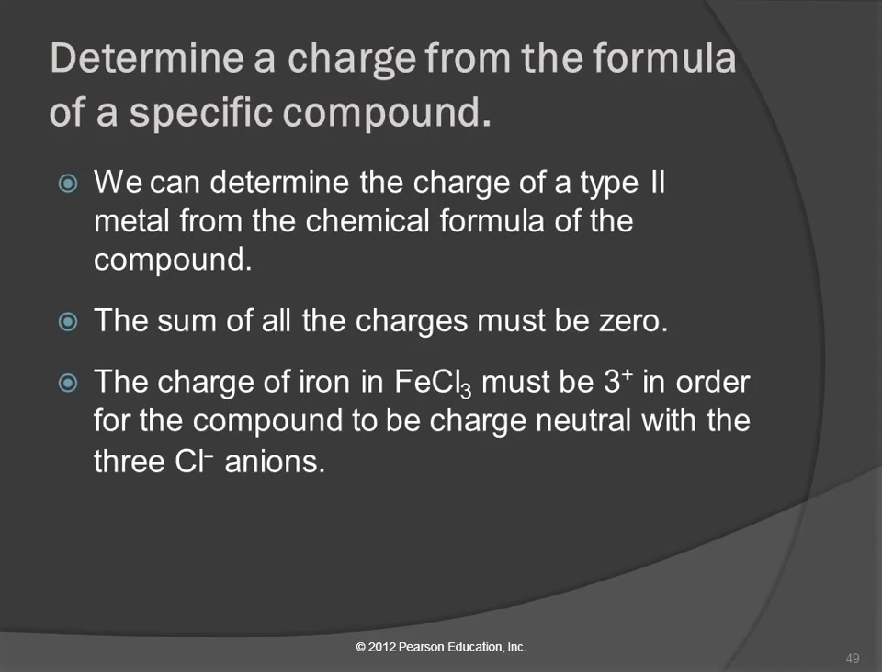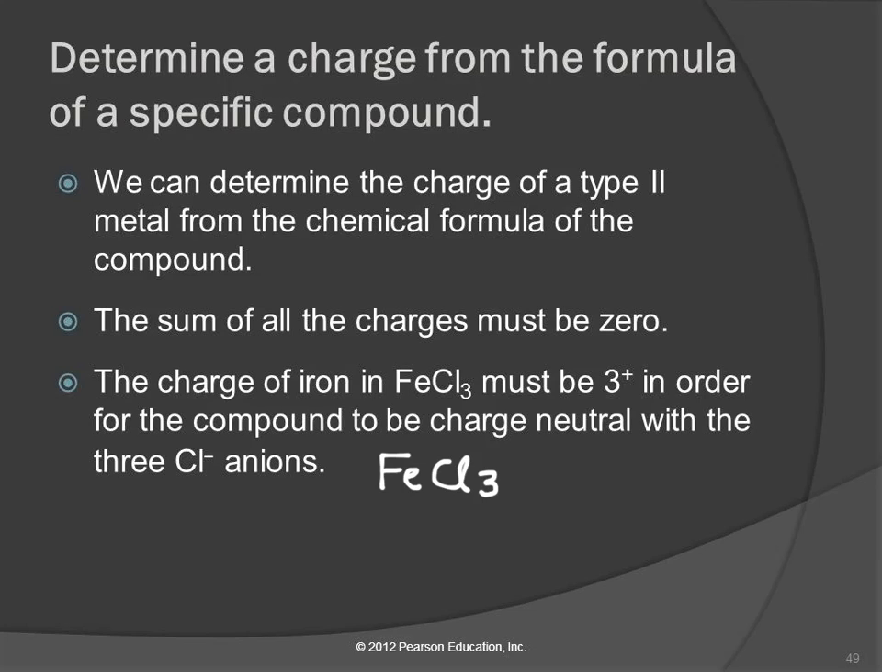Okay, so from the formula, we have to figure out what the charge is, because we can't tell from the periodic table. So let's look at this example, FeCl3. And this will be more obvious to some people than to others. But FeCl3, if we're trying to write the name for that, we first look at Fe and we see, oh, iron is a metal. Okay, so this is ionic.